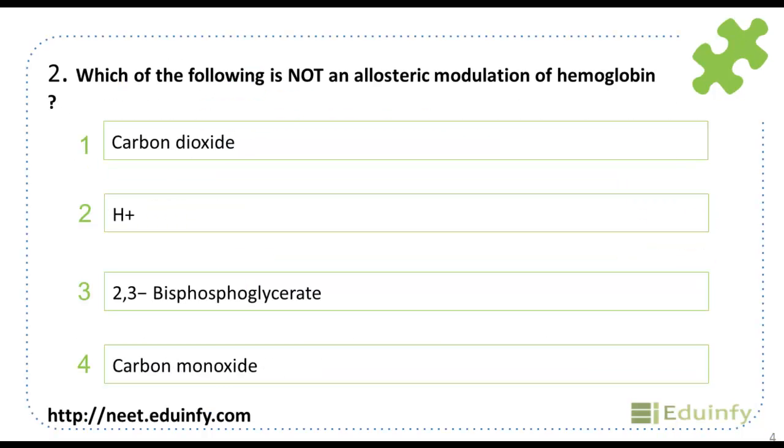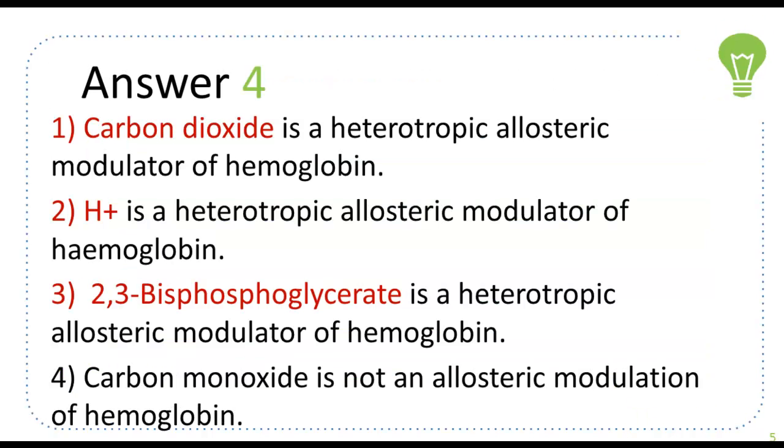Next question, which of the following is not an allosteric modulation of hemoglobin? Carbon dioxide, hydrogen ion, 2,3-bis phosphoglycerate and carbon monoxide. Here in this case, carbon monoxide is the answer. The other three, carbon dioxide, hydrogen ion, 2,3-bis phosphoglycerate, are the heterotropic allosteric modulators of hemoglobin. Carbon monoxide is not an allosteric modulator of hemoglobin.